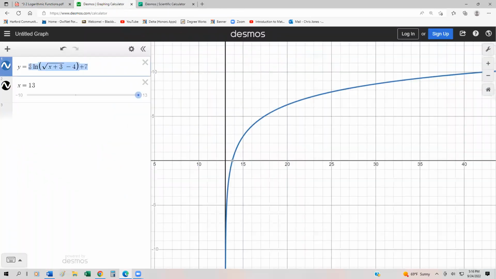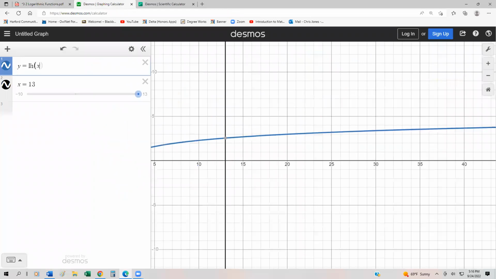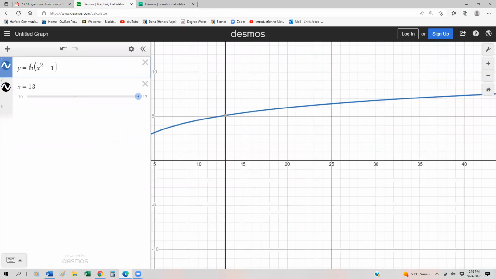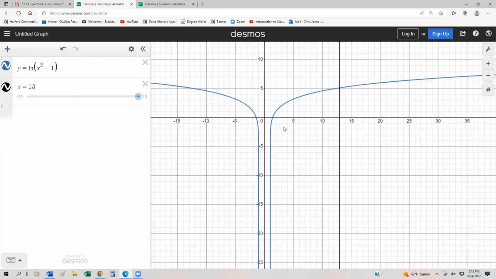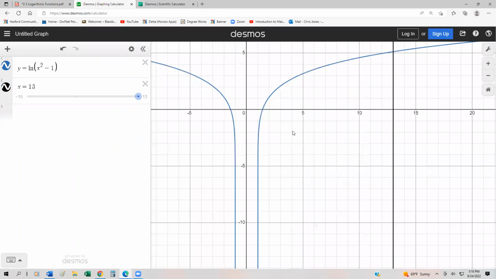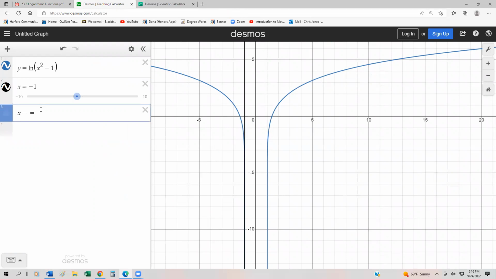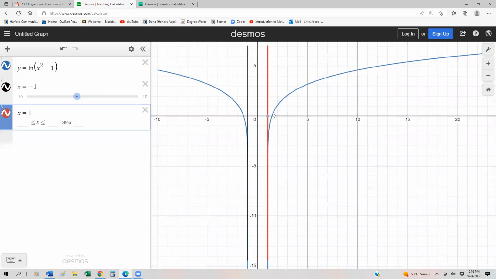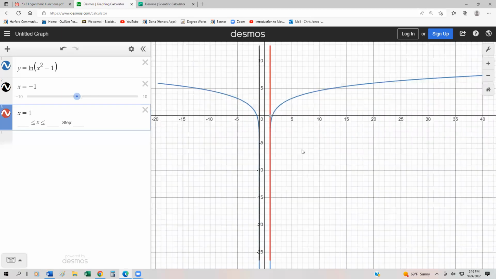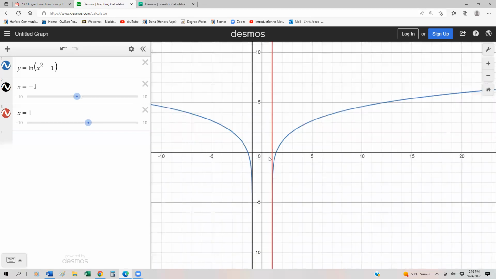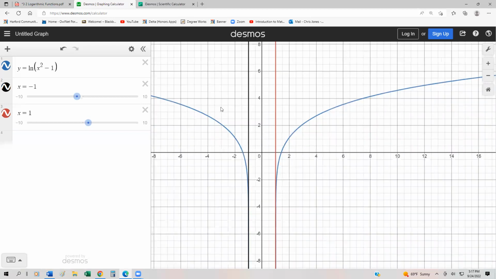All right, so we had natural log of x squared minus 1. I'm going to have to zoom back to the original. And notice right here, in between, I'm going to graph both positive and -1 as asymptotes. Right, and there we go. There is no part of the function that has values in between there because it's not part of the domain, but everywhere else there is.